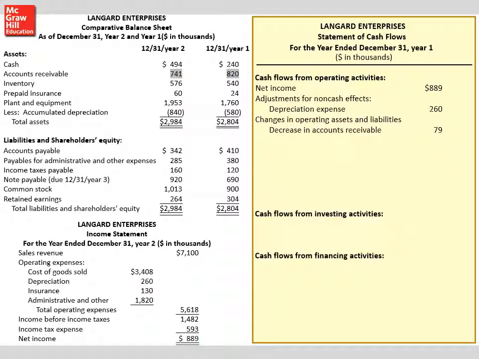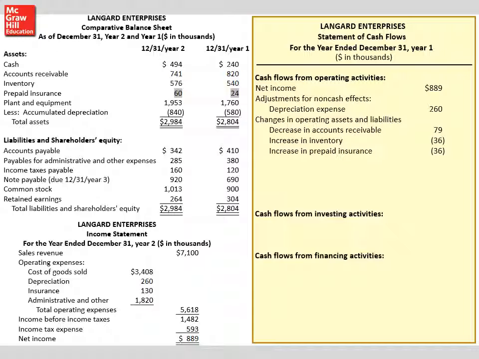Inventory increased. So that means we paid out more for inventory during the year than we had at the beginning of the year. Prepaid insurance increased. It went from 24 to 60, so that means we paid more for prepaid insurance during the year, the difference. Property, plant, and equipment are not accounted for here. They are considered a financing or an investing activity.